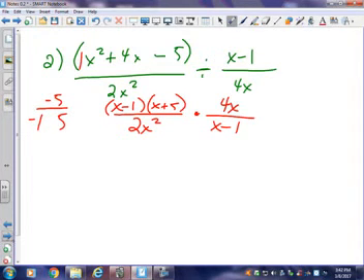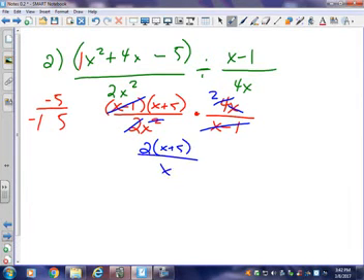Now I can cancel. The x minus 1's cancel. 2 goes into 4 2 times. X cancels one of the x's, leaving me with a 2 and an x plus 5 on top over x is all that's left on bottom. And that 2 has to be in front of that parentheses because it's a monomial. And they always start with monomials if you have any.